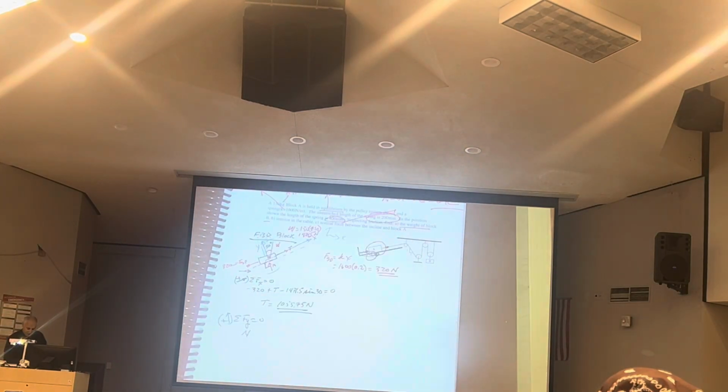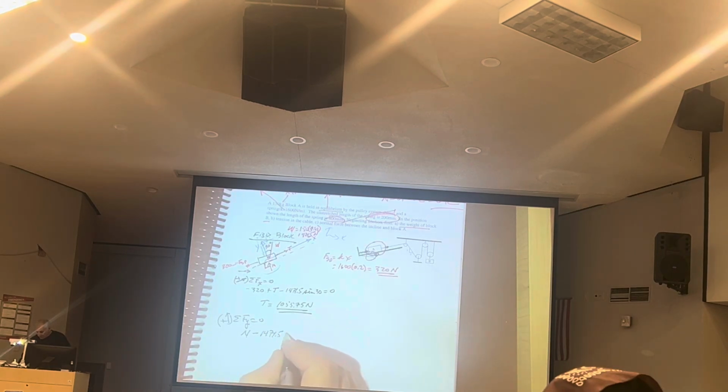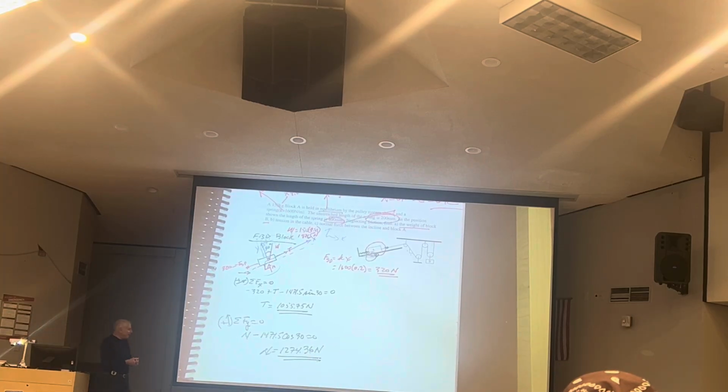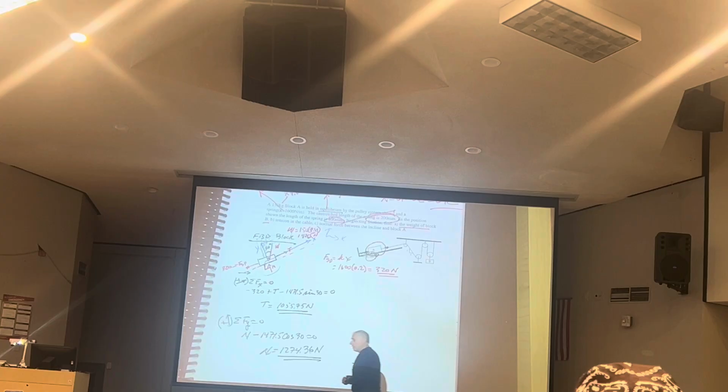There's my head to tail, minus 1471.5 cosine of 30 equals 0. N is equal to 1274.36 newtons. You asked me to find the tension, I did. You asked me to find the normal force, I did. The only thing I have not done is found W. Okay.